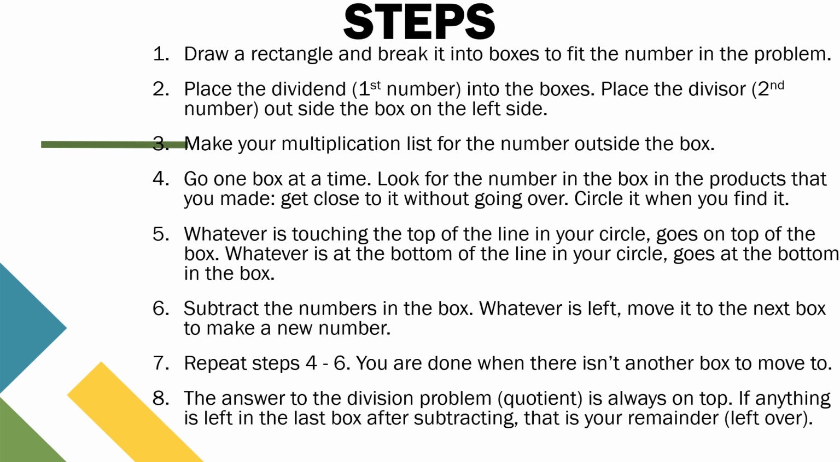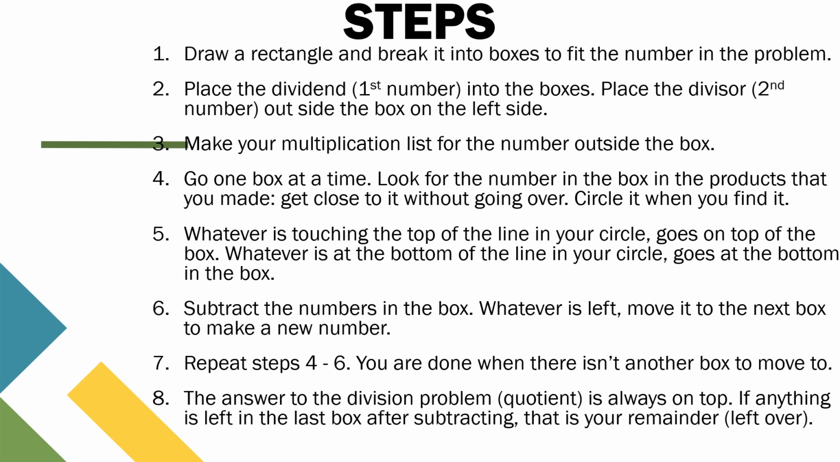Whatever's in your circle from your multiplication list should be over in your division box. So the number that's touching the top of your multiplication line is going to touch the top of your box. The number that's at the bottom of your multiplication line needs to go at the bottom of your box. Once you have two numbers inside the box, you're subtracting. Remember, when we divide, our values get smaller, so we need to subtract.